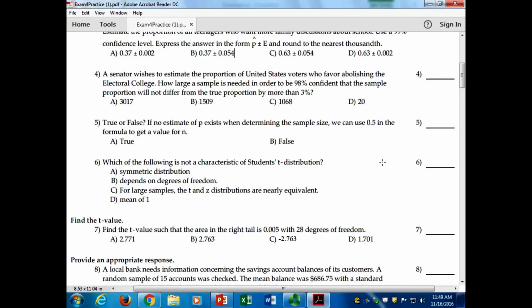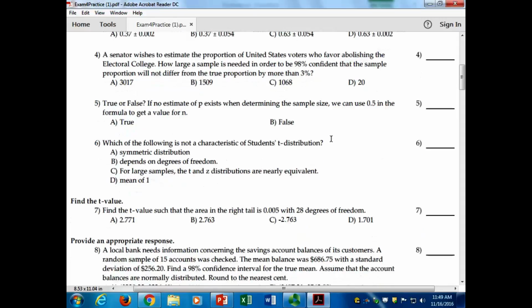True or false? If no estimate of p exists, we can use 0.5 in the formula. Is that what we did? That's true. Yeah, we did that.